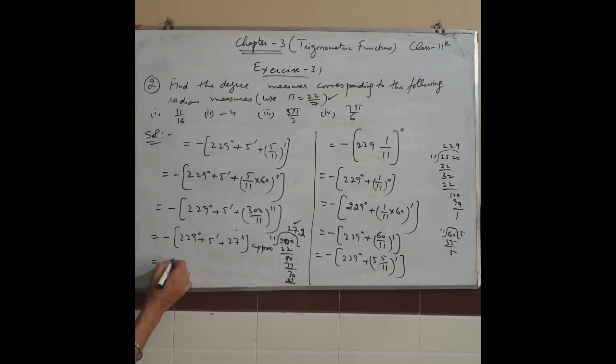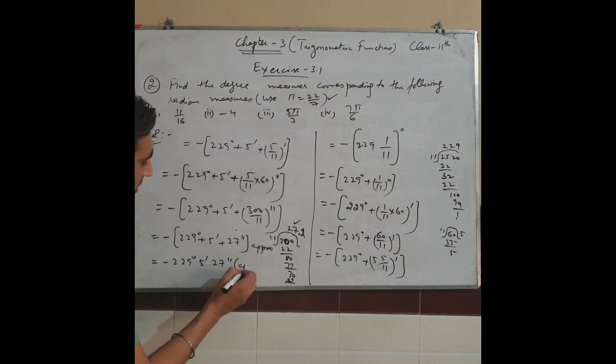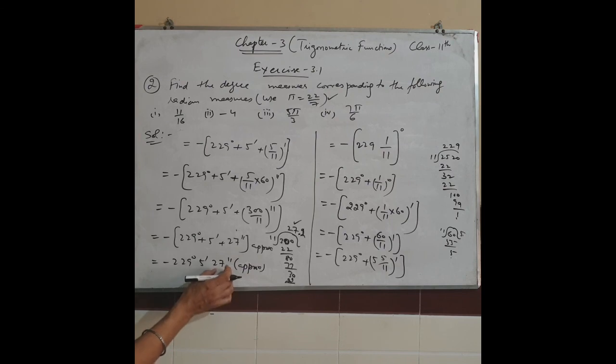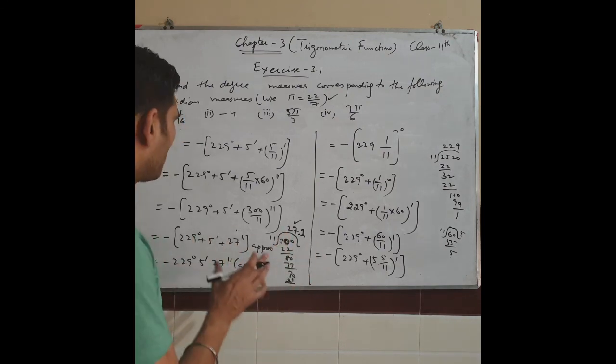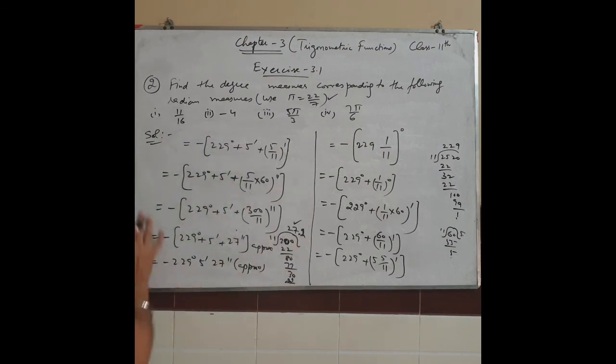So our answer is minus 229 degrees, 5 minutes, 27 seconds approximately, leaving the sign outside. This value may be slightly different, something other than 27, but this work is very much correct and acceptable. So we have this part number 2.